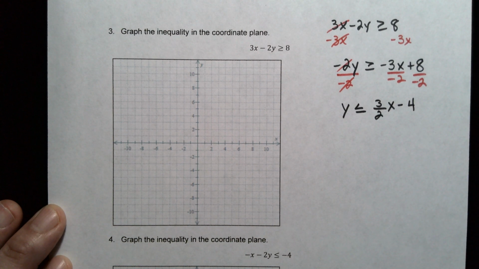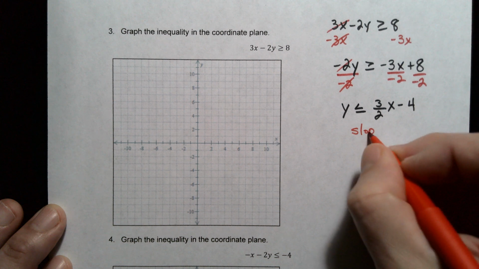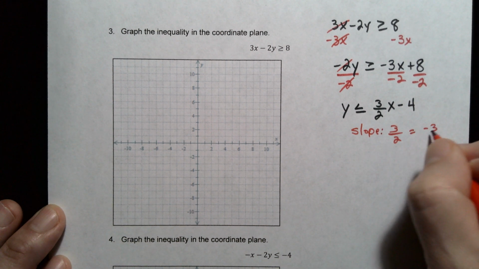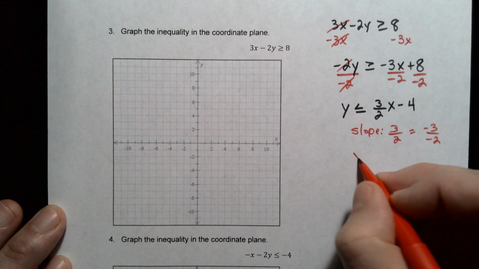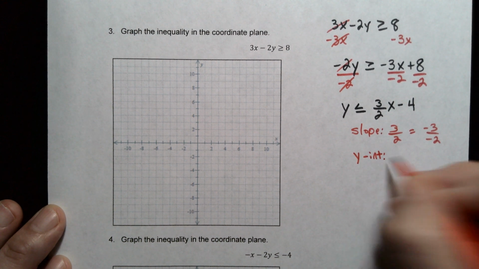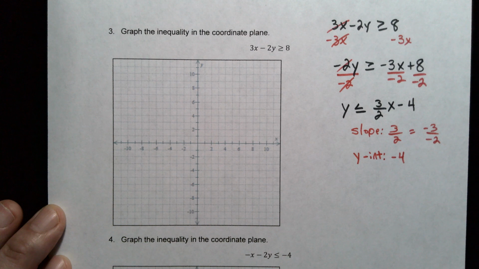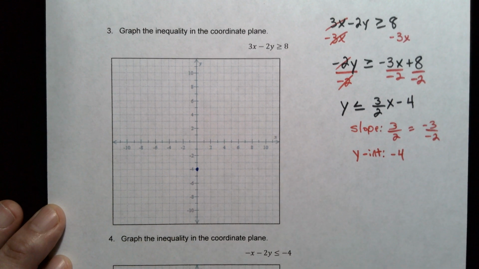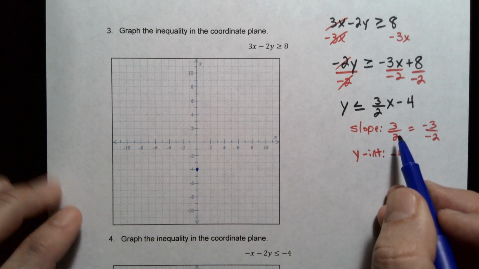Okay, so my slope is 3 over 2, which can also be written as negative 3 over negative 2. And my y-intercept is negative 4. So I go to negative 4 on the y-axis. I plot a point. There it is. Okay, and then I use the slope. So let's use the 3 over 2 first.